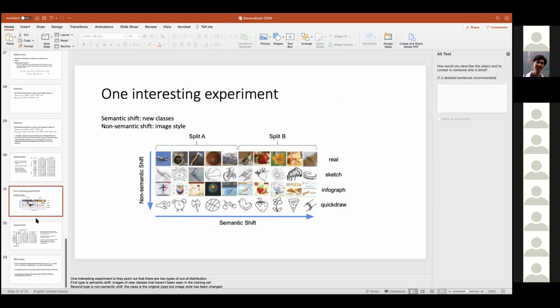I noticed that they have one interesting experiment in which they distinguish two types of out-of-distribution. The first type is called semantic shift. It is when the model meets new classes that didn't appear in the training set. The second type of distribution change is non-semantic shift. That is when it changes from real images to sketch images, to infograph, to quickdraw, this kind of thing.